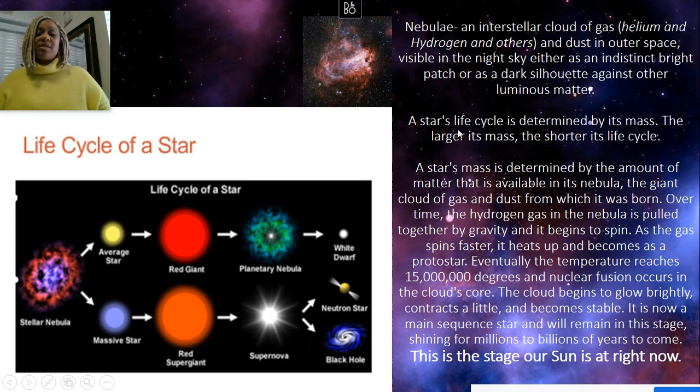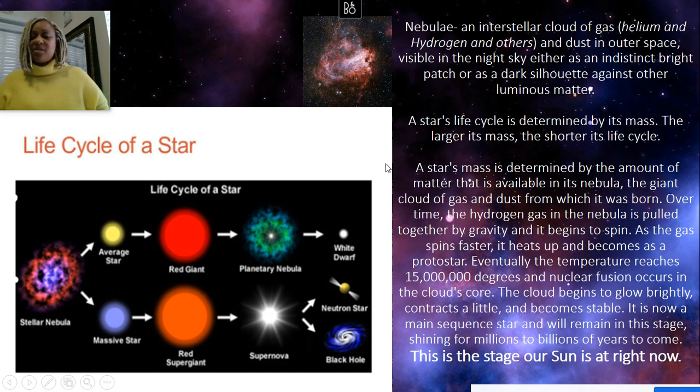Okay, so a star's life cycle is determined by its mass. All right, the larger its mass, the shorter its life cycle is going to be, right? Because it's going to use up more. The smaller stars last longer. The larger stars are not going to last as long. So right here's a picture that gives you a really good visual of the life cycle of a star. They start off here as a nebula.